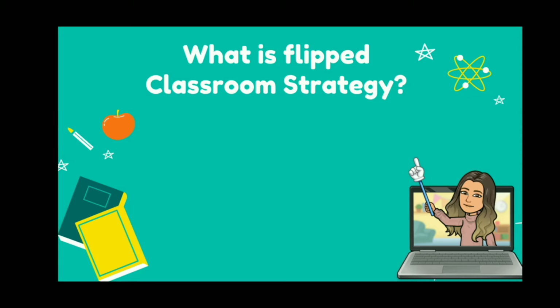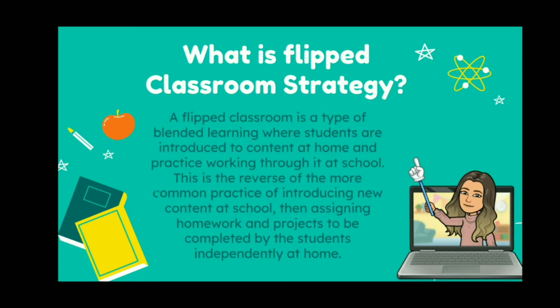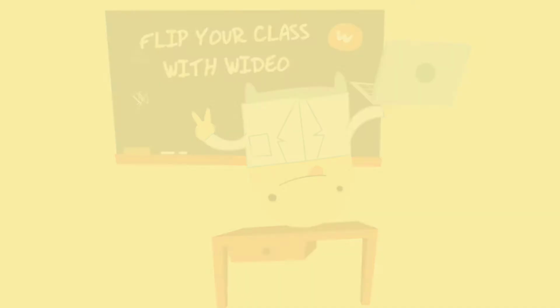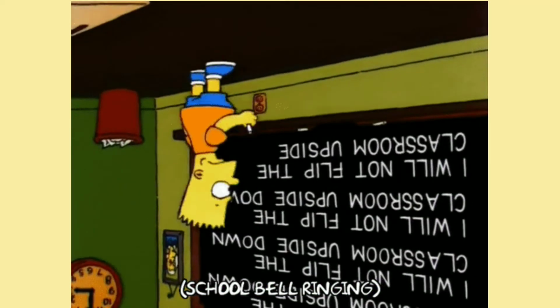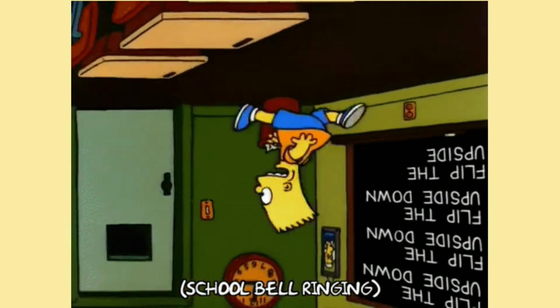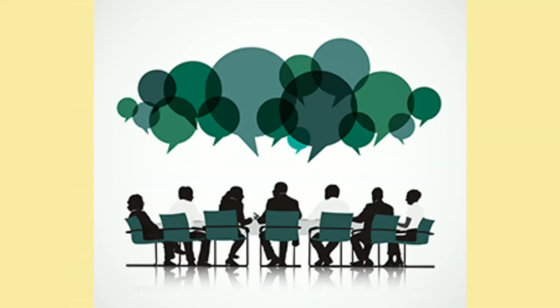So what is flipped classroom strategy? A flipped classroom is a type of blended learning where students are introduced to content at home and practice working through it at school. This is the reverse of the more common practice of introducing new content at school then assigning homework and projects to be completed by the students independently at home. In flipped classes, students consume pre-recorded lectures on their own, while class time is reserved for more active learning like discussions, projects, and workshops.